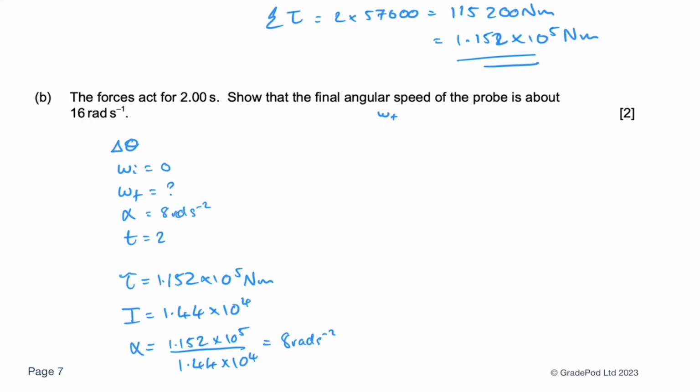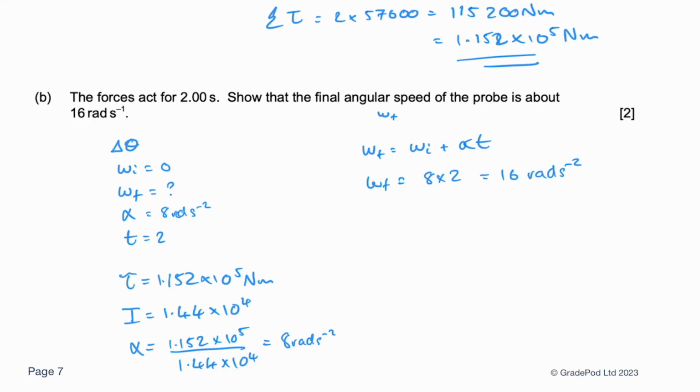We then go to our data booklet and look for the appropriate equation of motion, and we're going to use omega F equals omega I plus alpha t. Omega F equals omega I, which is 0, plus alpha, which is 8, times 2, which is 16 radians per second.